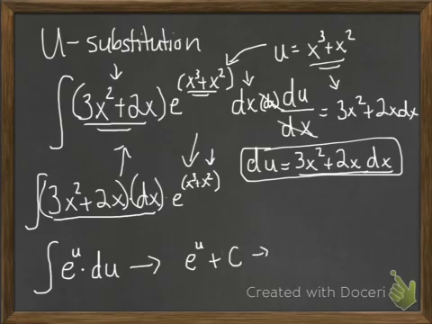So we can go ahead and resubstitute back in stuff, like the u here. We can resubstitute back in what we had u equal. So basically what we have is e to the x third plus x squared plus a constant. And that's your answer.